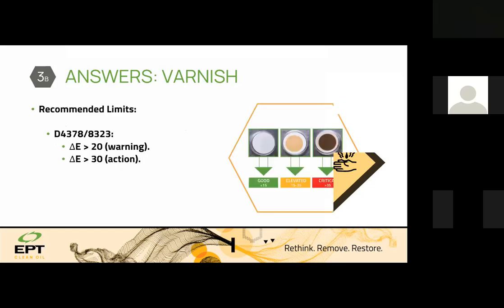And then ASTM D4378 gives delta E values of more than 20 as a warning and more than 30 as an action point for varnish. The oil is really saturated. But remember, for gas turbines where you have high temperatures, you can get an MPC of 12, and your oil is saturated, and once it cools down, you will have varnish in the system. This is not like vibration, where you have millimeters per second and so on as the limit. This is just a potential of having varnish in the system.